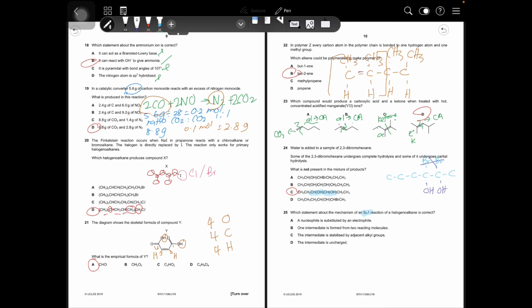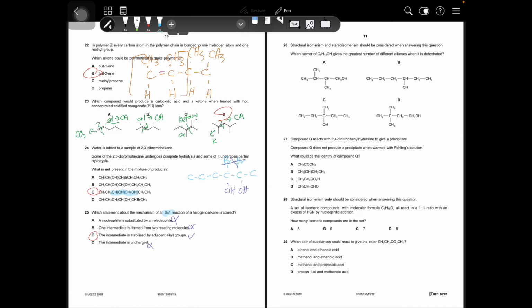So from the options given, a nucleophile is substituted by an electrophile. No, this is incorrect. One intermediate is formed from two reacting molecules. This is also incorrect because there is only one molecule at the start of the mechanism. The intermediate is stabilized by the adjacent alkyl group. This is true. This is the inductive effect of the alkyl group. And the intermediate is uncharged. This is incorrect because it produces a carbocation which has a positive charge. So the answer will be C.